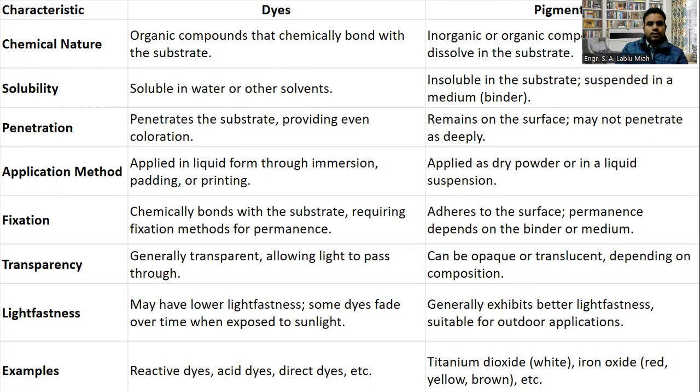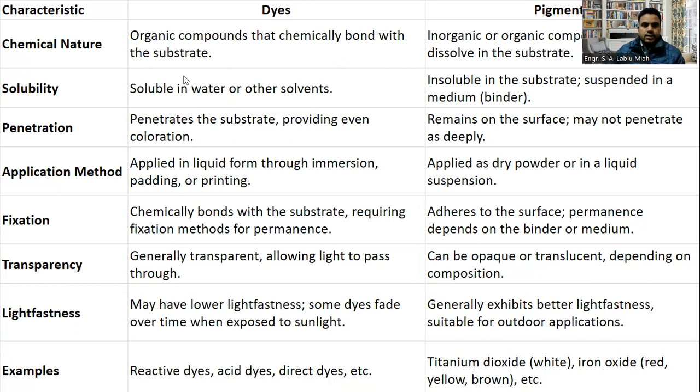generally dissolved in water or a solvent. On the other hand, pigment is inorganic, or it can be an organic compound, that does not have the ability to dissolve in the substrate. So this is the basic difference according to the chemistry of dyes and pigments. Another thing is solubility. If you think about solubility, soluble in water or other solvent, basically I'm talking about the dyes.